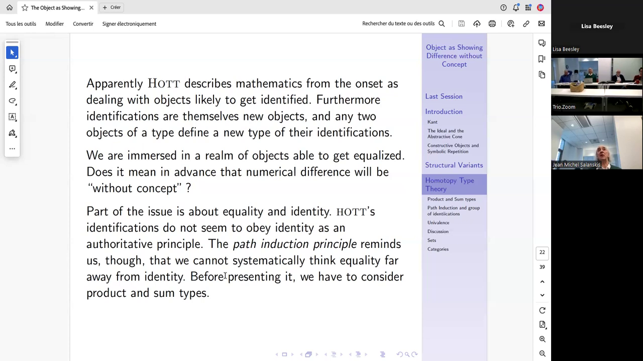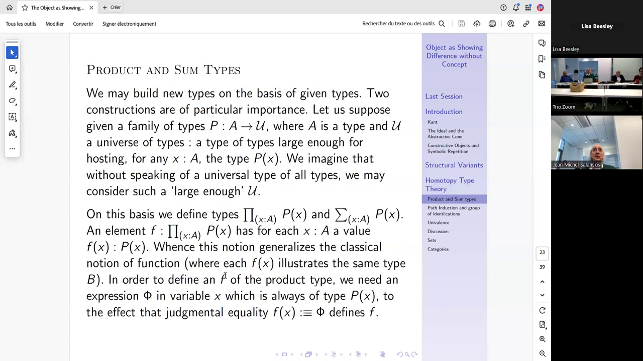Because HoTT's identifications at first sight do not seem to obey identity as an authoritative principle. It doesn't seem that HoTT explains equality through identity. But then we have the path induction principle, which seems to remind us that we cannot systematically think equality far away from identity. But before presenting the path induction principle, I have to consider product and sum types. So here I go farther with the formalism of homotopy type theory.